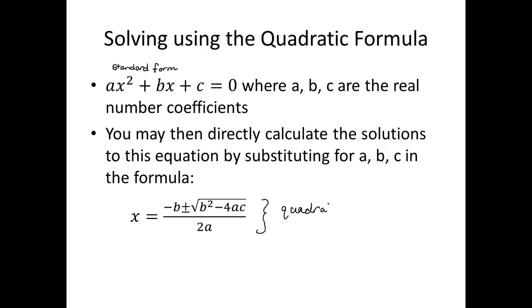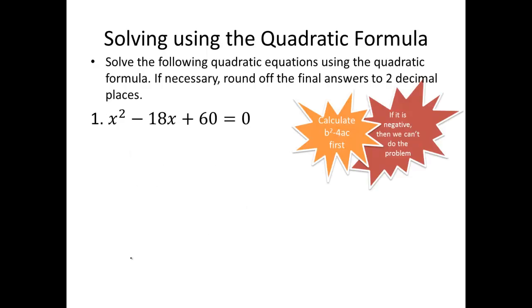Your solutions are x equals negative b plus the square root of b squared minus 4ac over 2a, and negative b minus the square root of b squared minus 4ac over 2a. So we'd like to do an example to show how to apply this. Our problem is x squared minus 18x plus 60 equals 0.